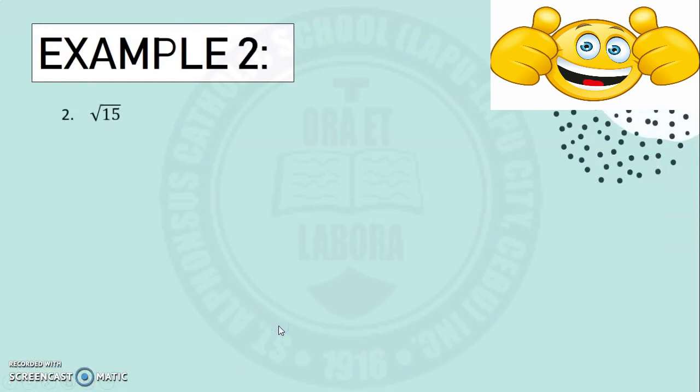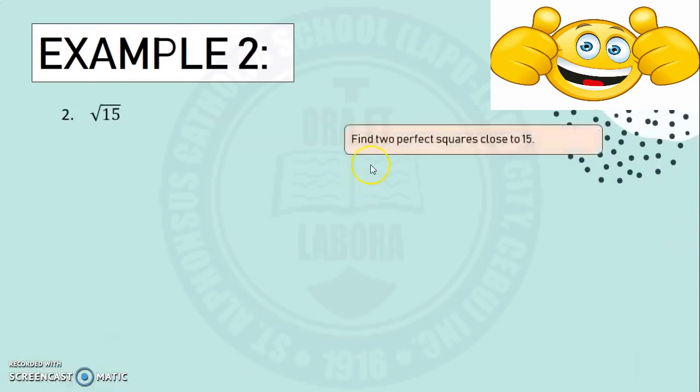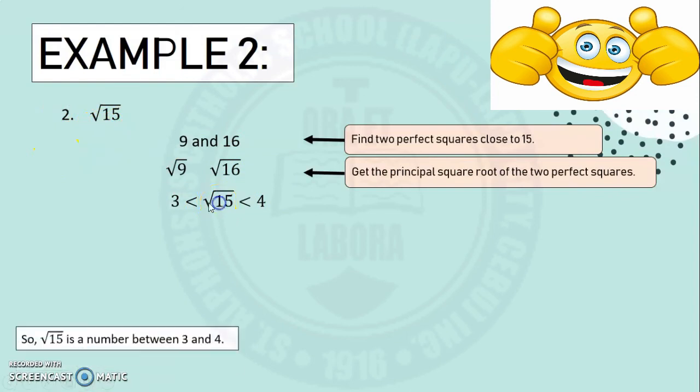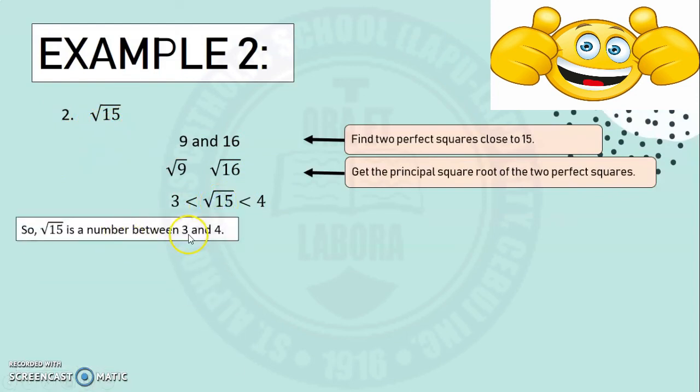Example number 2. Square root of 15. First step, find two perfect squares close to 15. These are 9 and 16. 9 is a number before 15, and 16 is a perfect square number after 15. Second step, get the principal square root of the two perfect squares. Square root of 9, and square root of 16. And the square root of 9 is 3, the square root of 16 is 4. So that means that the square root of 15 can be found between 3 and 4.